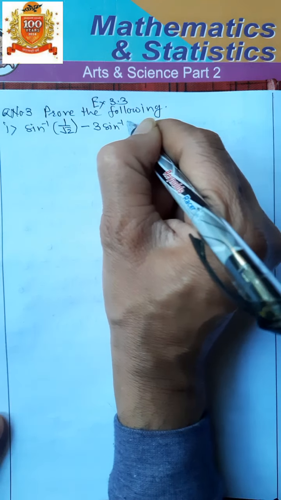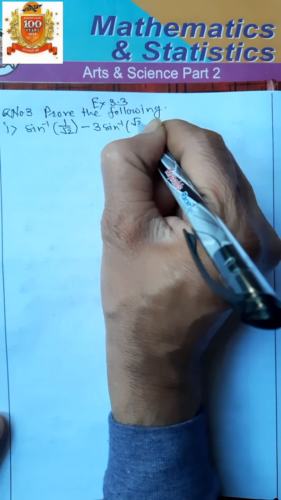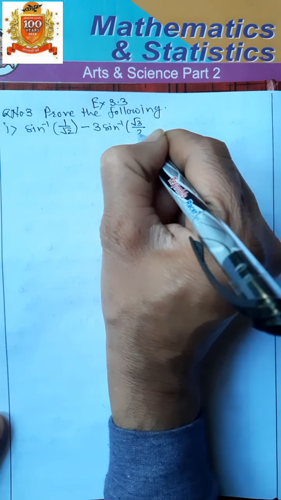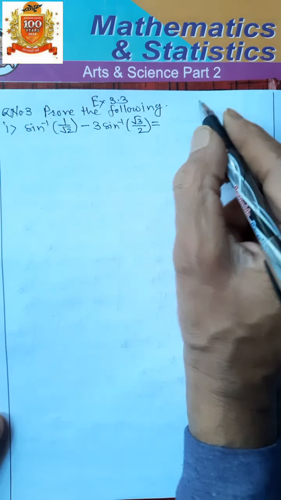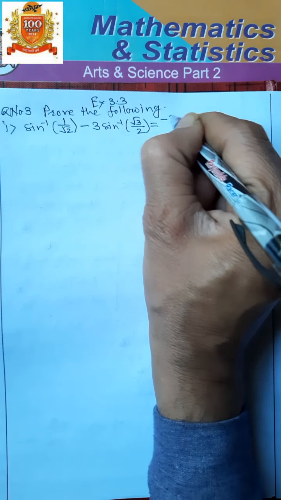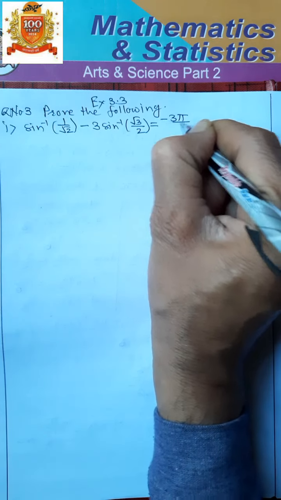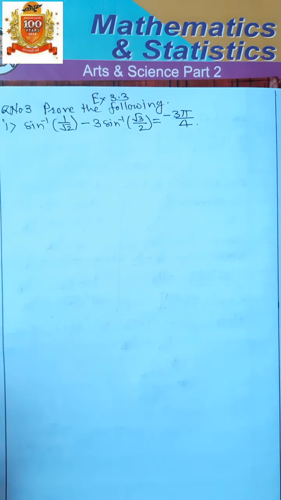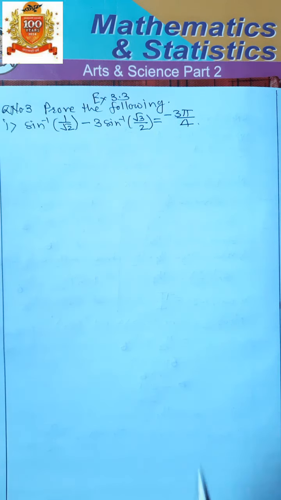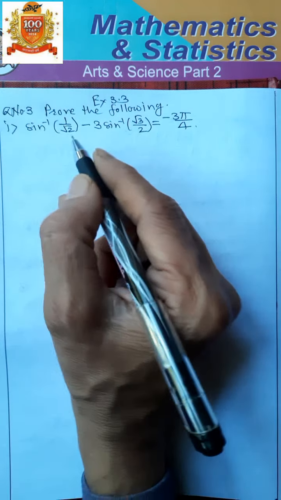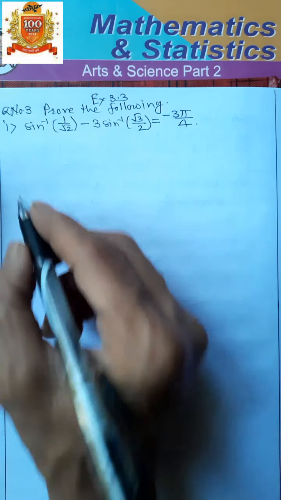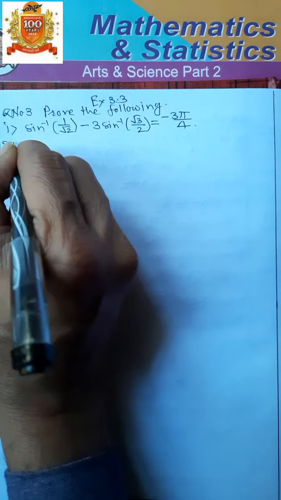minus 3 sine inverse of root 3 upon 2 is equal to minus 3 pi by 4. Isn't it? Correction. Here a correction is there. Solution. Let us solve this question.